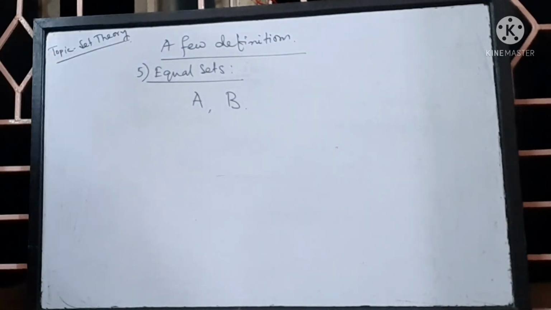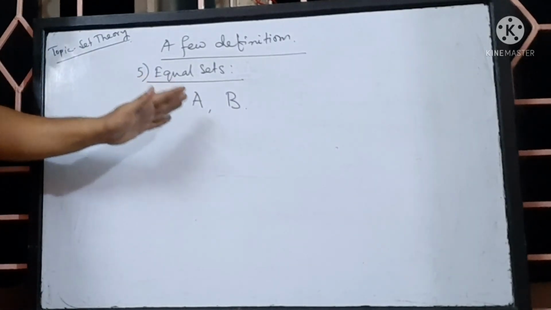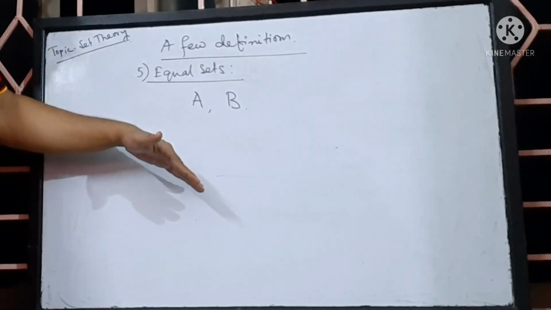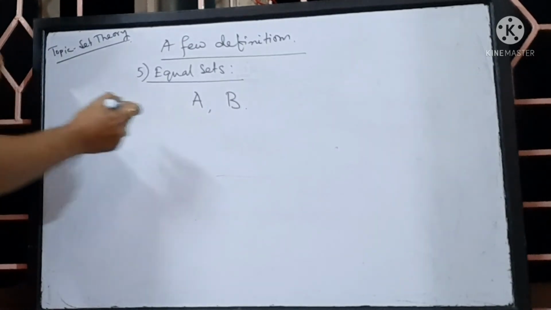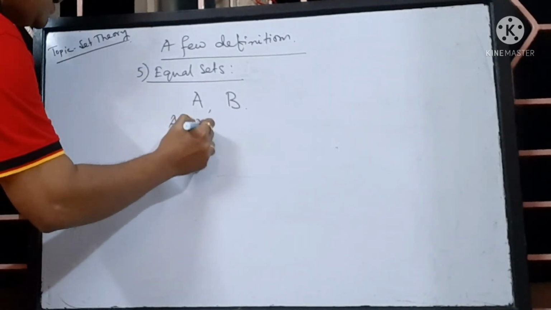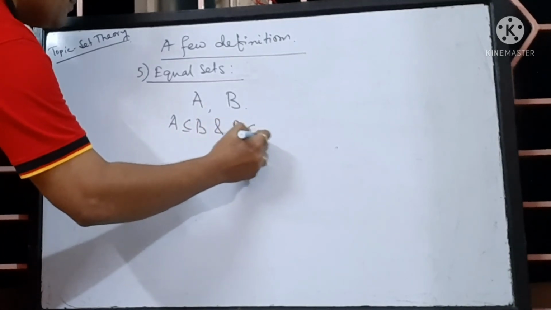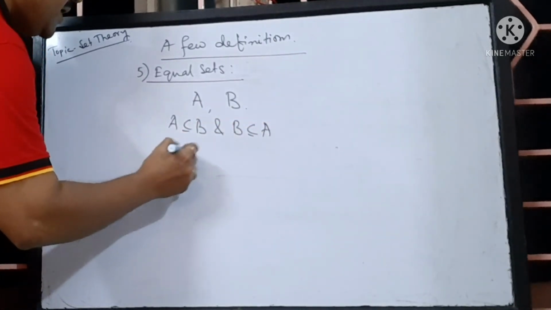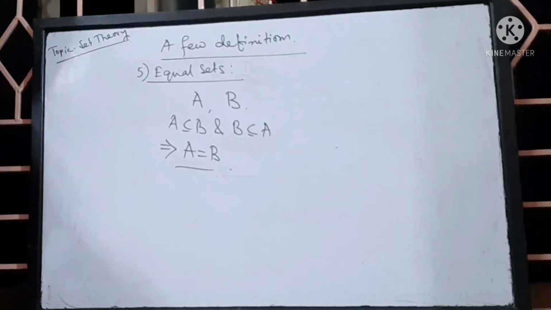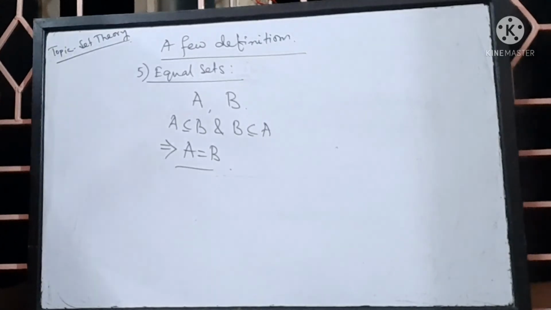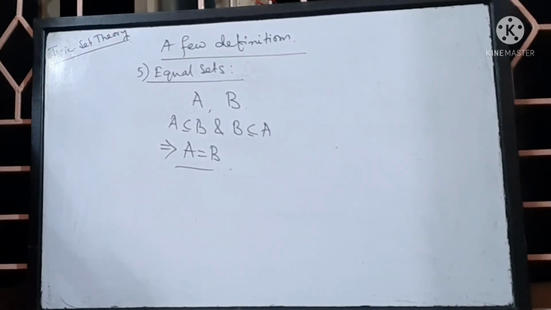Next, equal sets. Two sets are given, A and B. How will they be equal? If A is a subset of B and B is a subset of A, then this will imply that A is equal to B. All elements of A are in B and all elements of B are in A, then A and B are equal. They are the equal sets A and B.